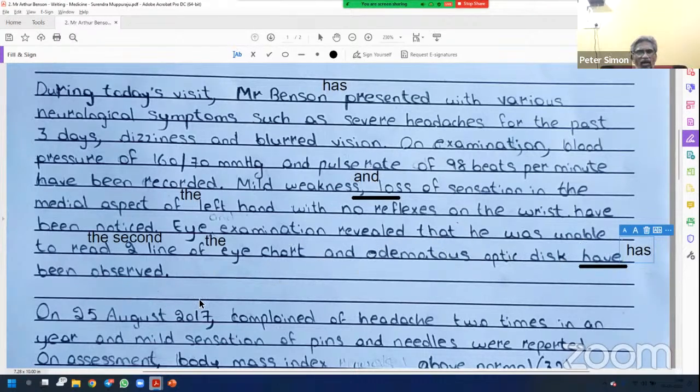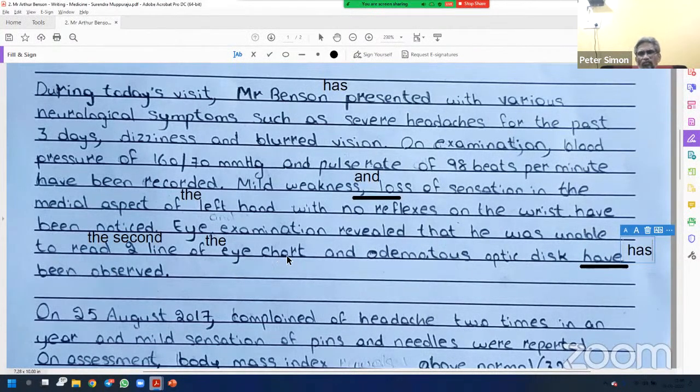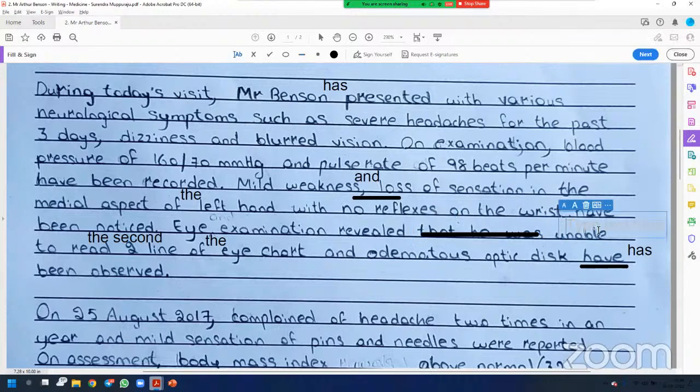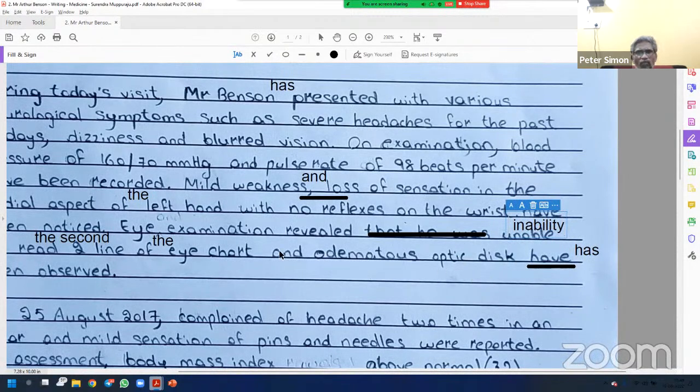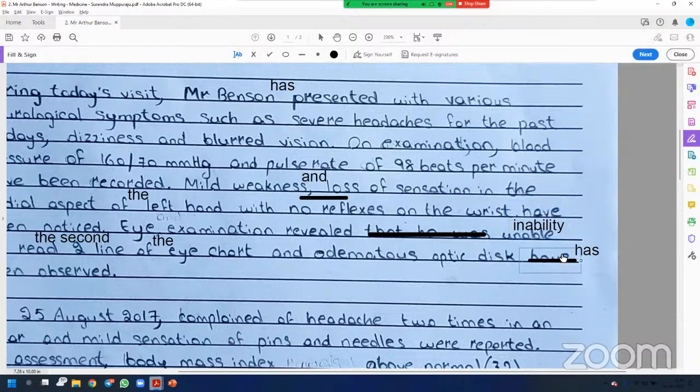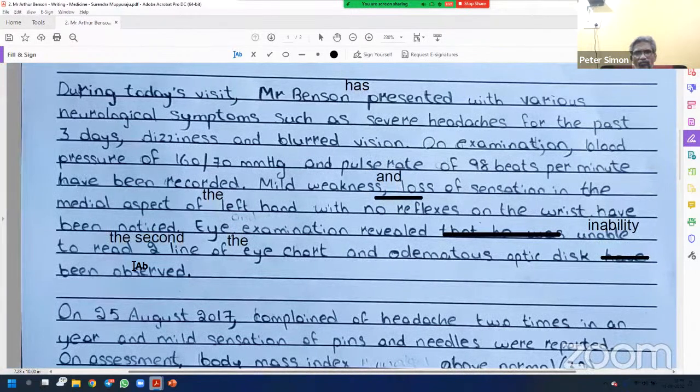Okay. Revealed that he was unable to read the second line of the eye chart. That is finished. Otherwise, remove that one. Then if you want to make 2 things and join, remove this one and say inability to read. Understand? Eye examination revealed inability to read. Then no need of have been observed also. Actually, you could have done it like this. You already separated them together actually. Eye examination revealed inability to read the second line of the eye chart and edematous optic disc.